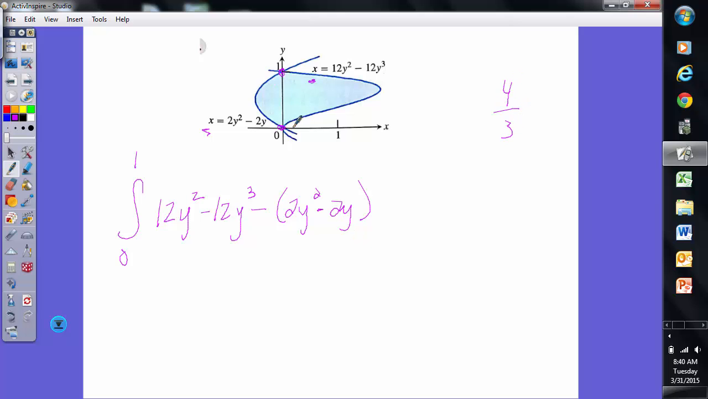Okay, so sometimes it happens where it's easier to integrate with respect to y. So you're basically just drawing rectangles up this way, and you're going to do the right-hand one minus the left-hand one.